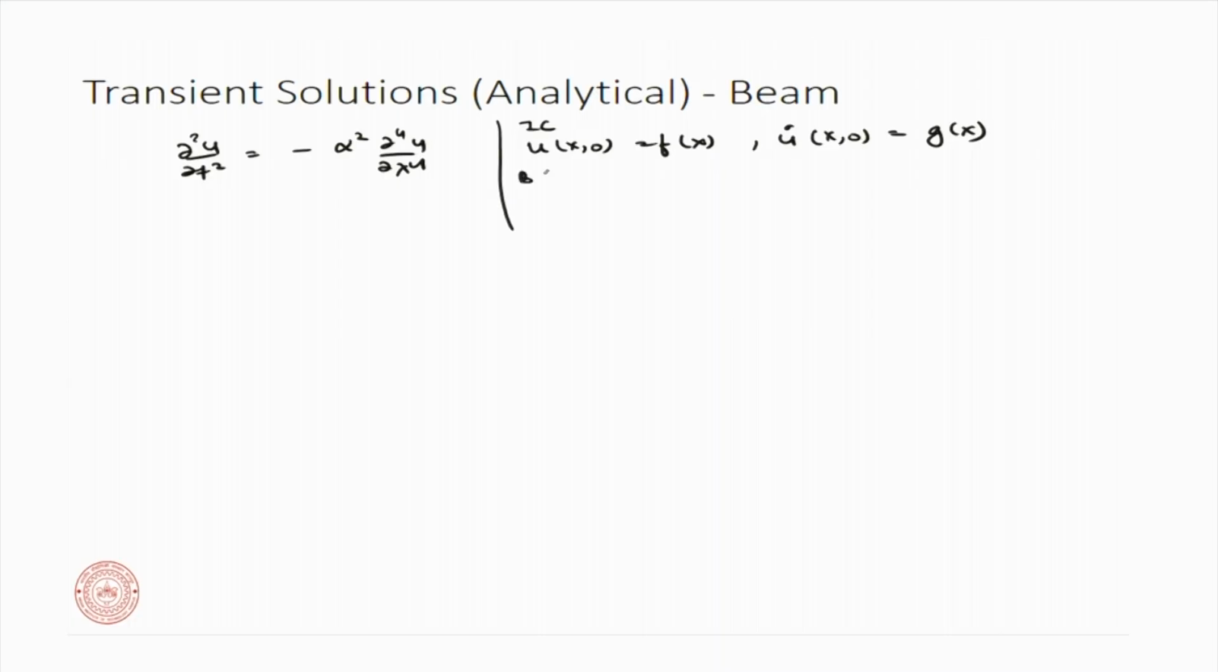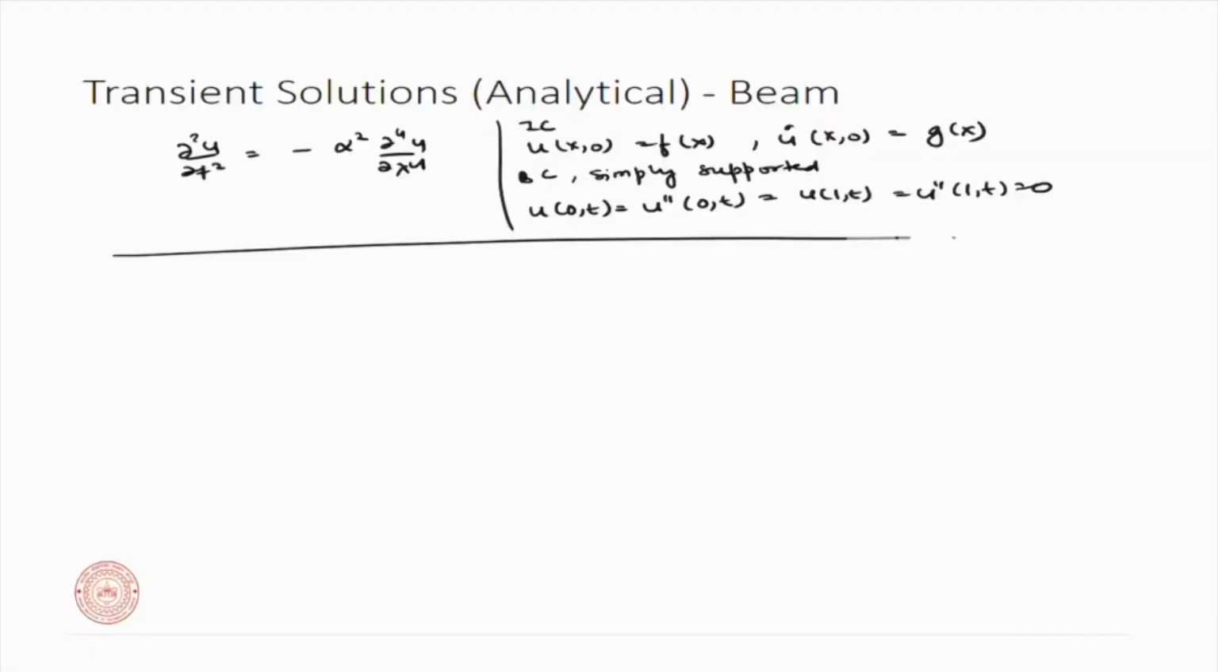Okay. We need 4 boundary conditions. We can consider simply supported. So, simply supported means that u and the second derivative are equal to 0. So, if that is the case, then u of 0 comma t equals u double prime of 0 comma t equals u of 1 comma t equals u double prime of 1 comma t equals 0. That is pinned at 2 ends, and the pin can rotate, but it is fixed against displacement. Okay, so, the second derivative is 0.